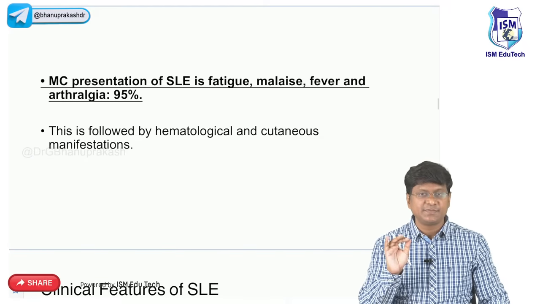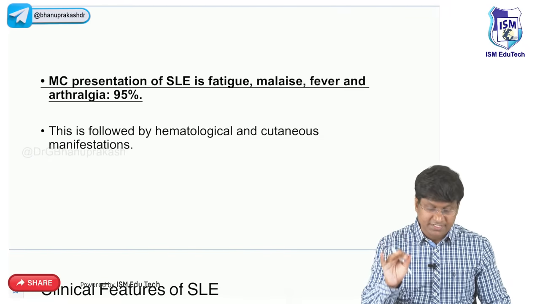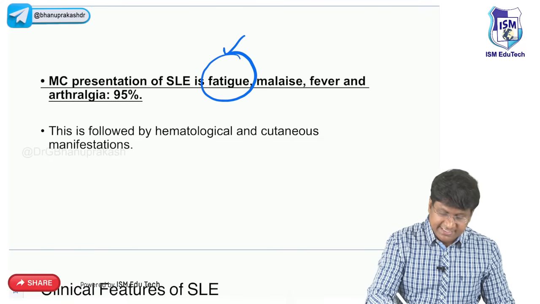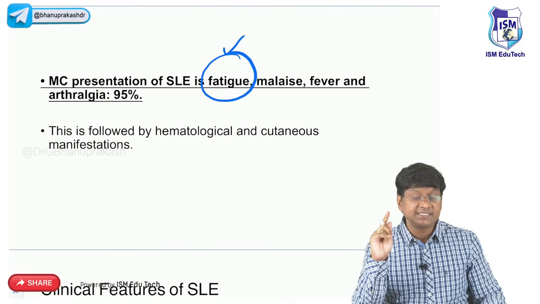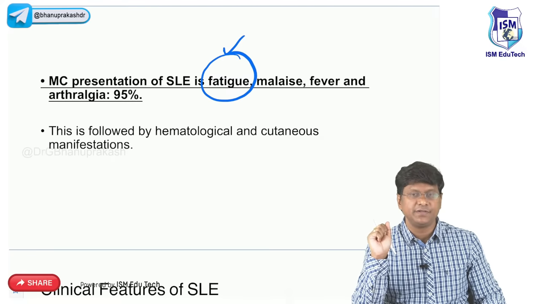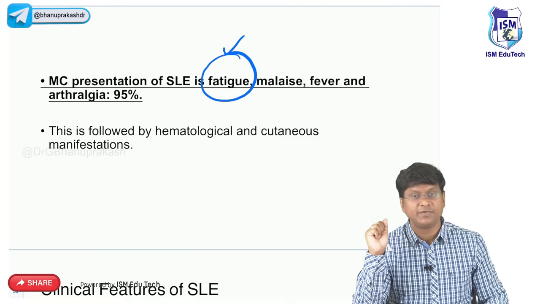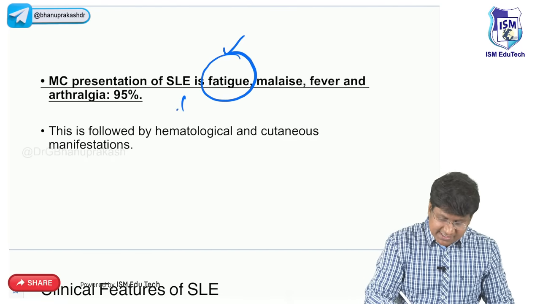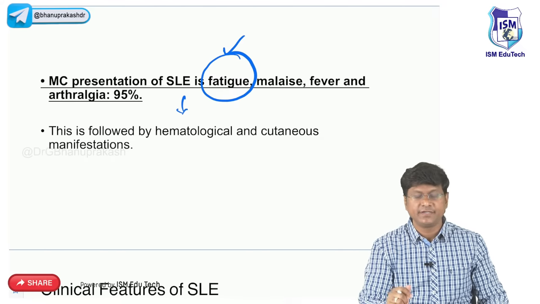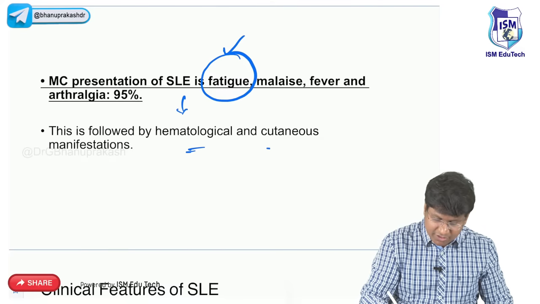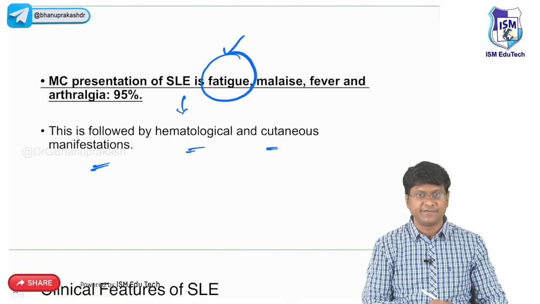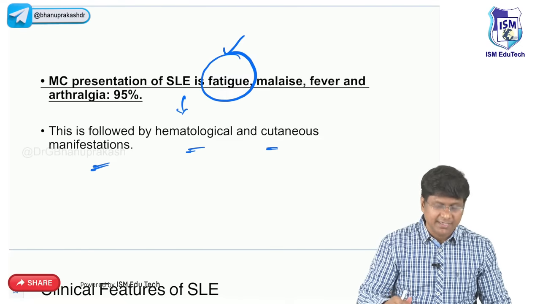If the question is asked, what is the most common presentation of SLE, then that will be your fatigue, malaise, fever, and arthralgia. That is seen in almost 95% of individuals, fatigue as well as arthralgia along with fever. And this fatigue, arthralgia, and fever is followed by the next important manifestations, that is hematological as well as cutaneous manifestations. Now, let me discuss in detail about SLE.